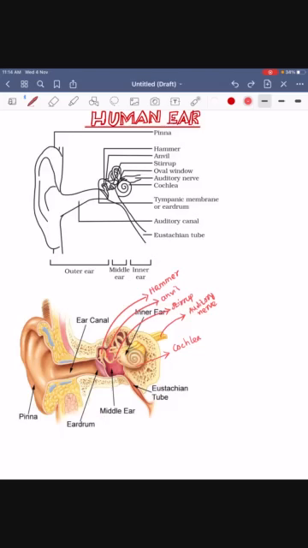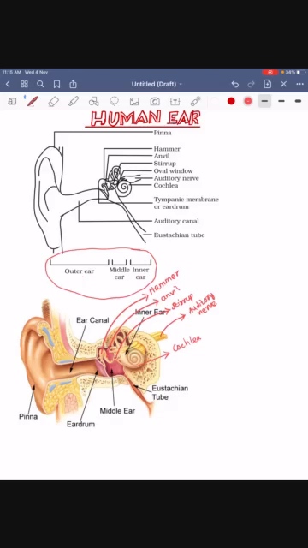First, the human ear is split into three different categories: the outer ear, middle ear and inner ear. Just read these parts: pinna, hammer, anvil, stirrup, oval window, auditory nerve, cochlea, tympanic membrane or eardrum, and auditory canal. These are the different parts inside the human ear.